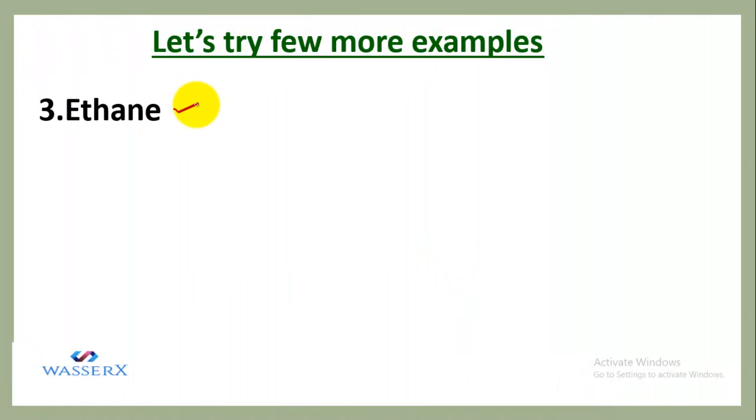Third example we have is for ethane. The formula for ethane is C2H6. So let's arrange them in a proper manner. We have 2 carbons. Let us distribute these hydrogens equally among these carbons. So we have 6, that means 3 surrounding each carbon atom. So 3 hydrogens are present, or you can say distributed among each carbon atom like this.